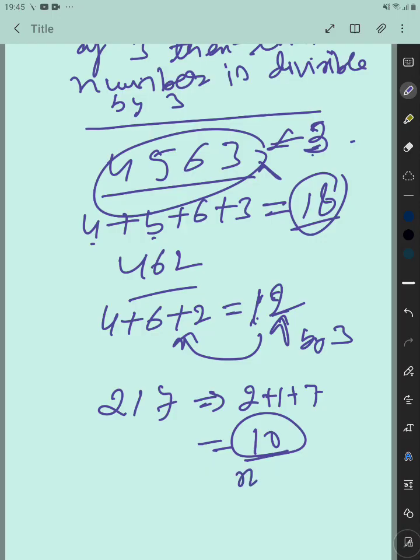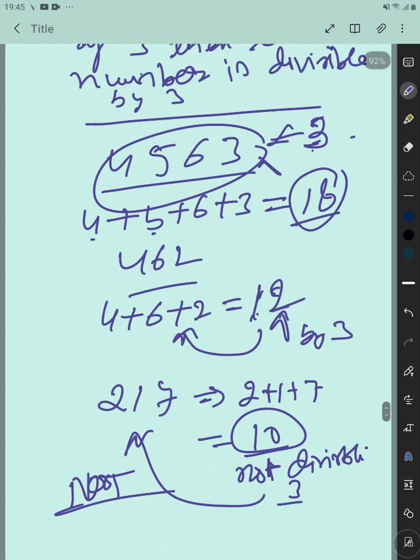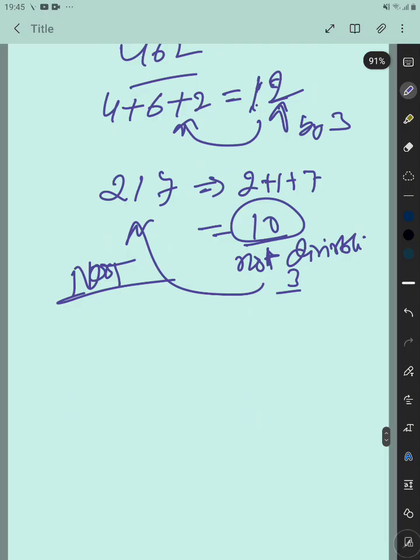Since 10 is not divisible by 3, this number will also not be divisible by 3. So this is the conclusion over here. Let's go further, and this is the fifth.